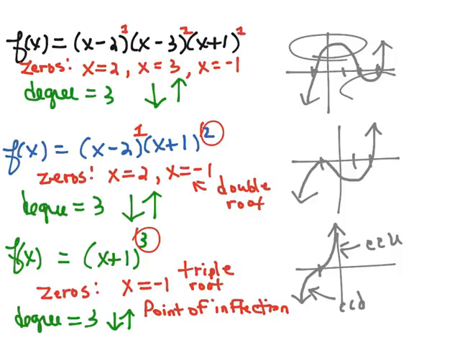So when the multiplicity is even, the graph is going to rebound off the 0, and if we have an odd multiplicity, the graph is going to go through the 0, but the higher power the 0 is, the flatter it's going to be when it reaches the graph at that particular 0.